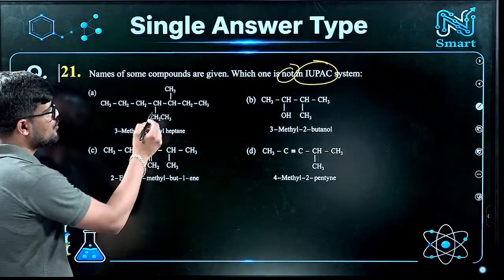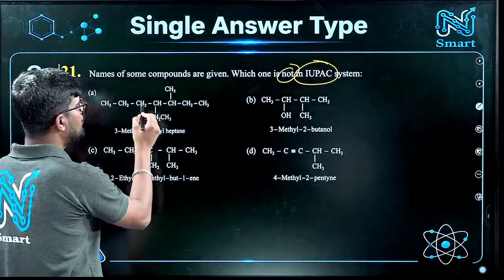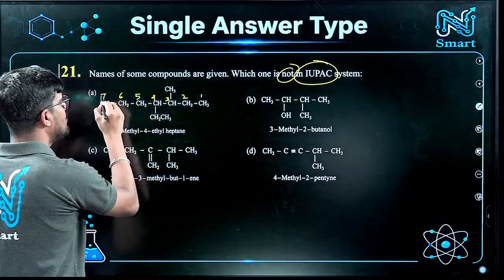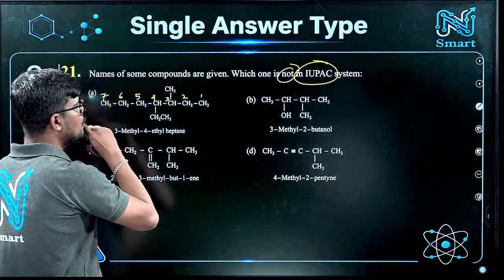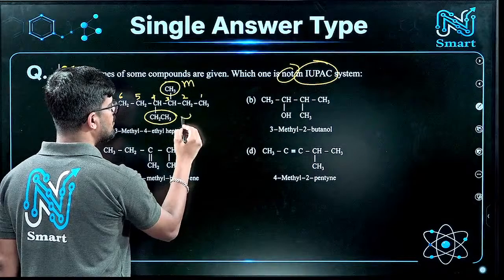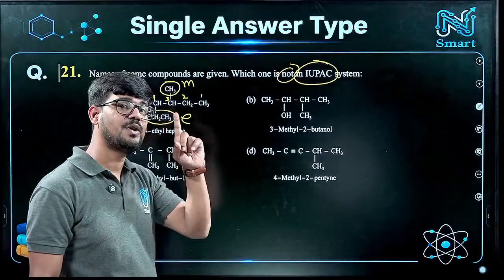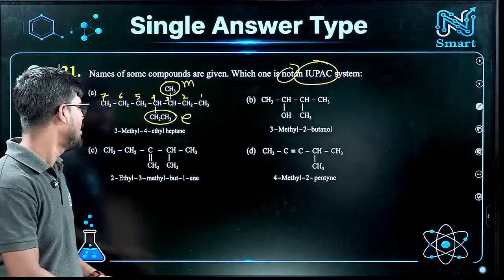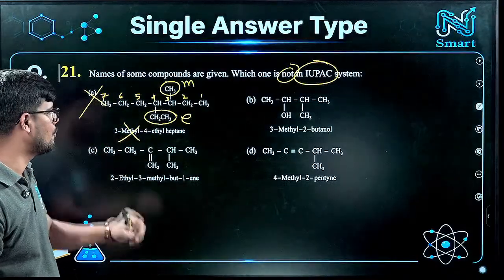Just check. So here how to put parent chain numbering, 1 2 3 4, 1 2 3. So 1 2 3 4 5 6 7, this would be the numbering, right? Longest chain, nearest substituent, right? So now this is methyl, starts with M, and this is ethyl substituent, starts with E. Now you know, to name substituents we follow alphabetical order, right? First ethyl should come, then methyl, but here first ethyl they have written, so that's why already we have got the answer. This is wrong.